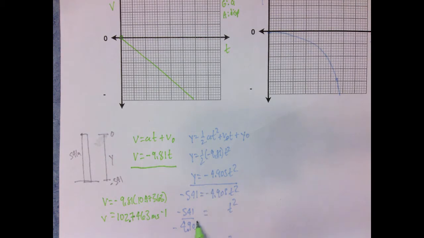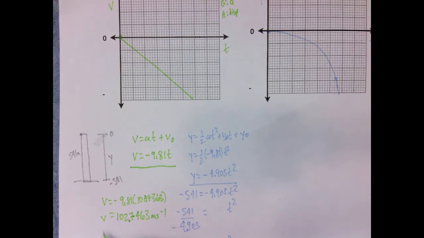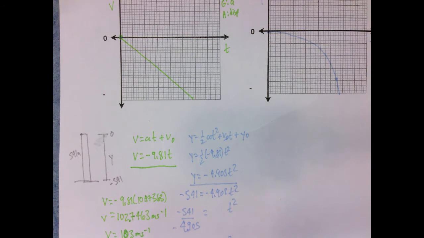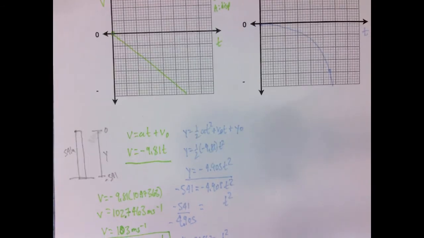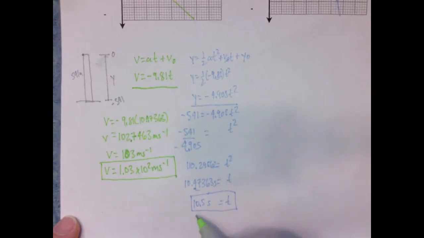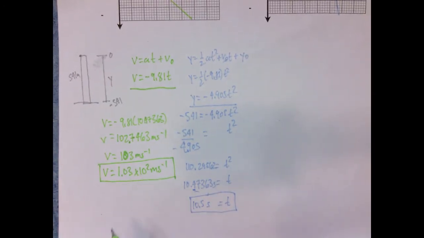Now again, we have 3 significant digits with a 9.81, and this answer should be relegated to 3 significant digits. So the third place is the 2, so we would say the velocity is 103 meters per second. And then in scientific notation, 1.03 times 10 to the second meters per second. So that would be our final answer. It'll take 10.5 seconds, and the final velocity will be 100 meters per second. Very quick.